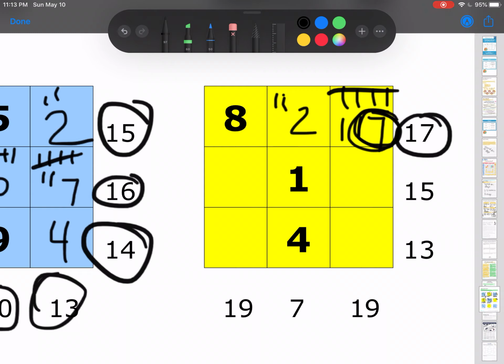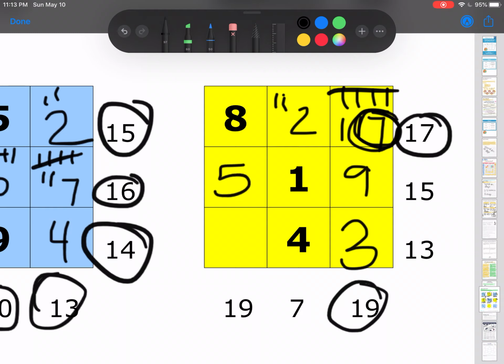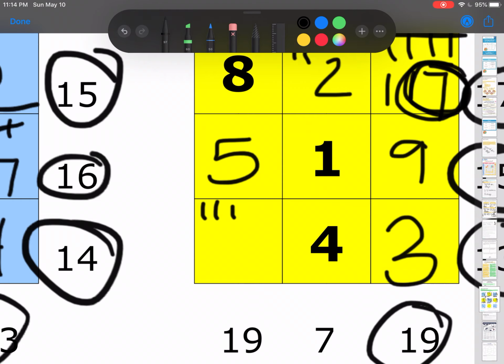Alright, and now the rest of these. So I've used a 1, a 2. Let's try a 3 here. 3 plus 7, that's 10. I need to get to 19. So 10 plus 9 is 19. 9 plus 1, that's 10, so I could put a 5 here because that equals 15. And 4 plus 3 is 7. Need to get to 13, so 7, 8, 9, 10, 11, 12, 13. That leaves us a 6 here.